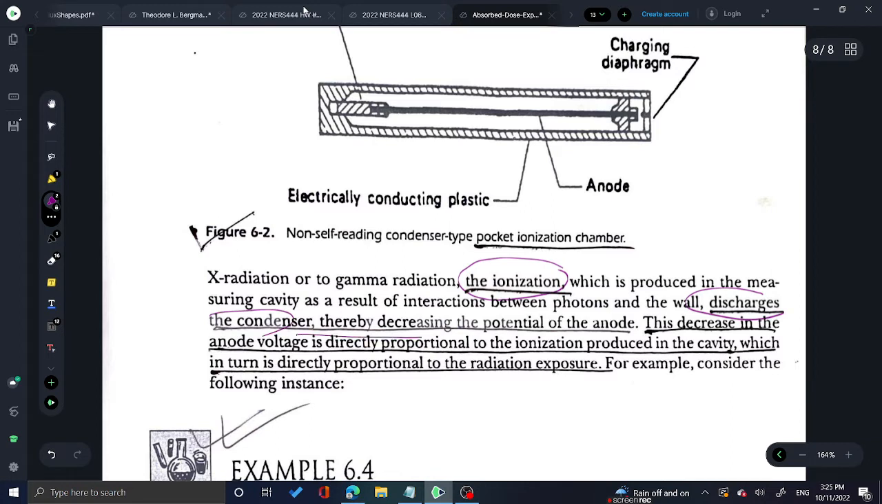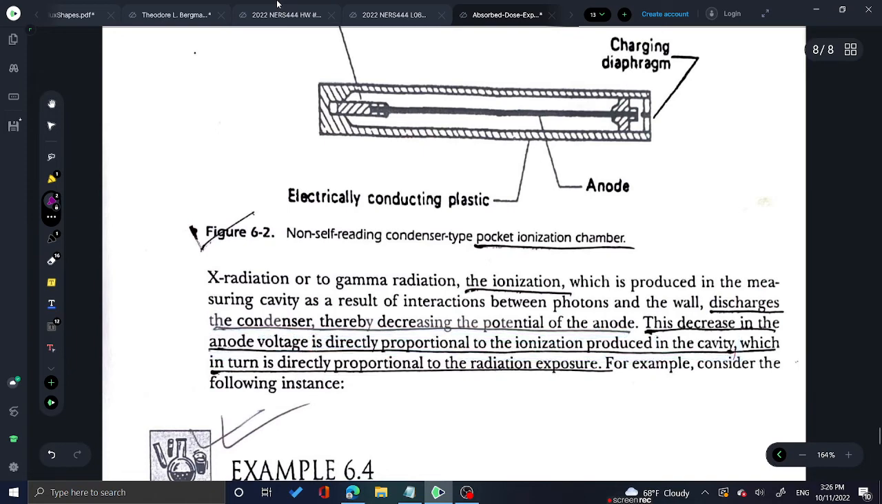দেন বলছে যখন when the wall is exposed to radiation, discharges the condenser, thereby decreasing the potential. Acha. When the wall is exposed to X-ray or gamma radiation, it produces ionization, right? It produces ionization, which then discharges the condenser, thereby decreasing the potential of the anode. যেটা বললাম অ্যানোডের হচ্ছে potential কমে যায়। তো the decrease in anode voltage is directly proportional to the ionization produced in the cavity. So অ্যানোডের ভোল্টেজ যতটুকু কমলো ওটার সাথে হইতেছে it is proportional to the amount of ionization produced inside this cavity. ঠিক আছে?